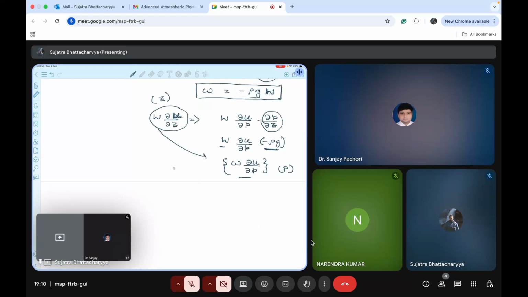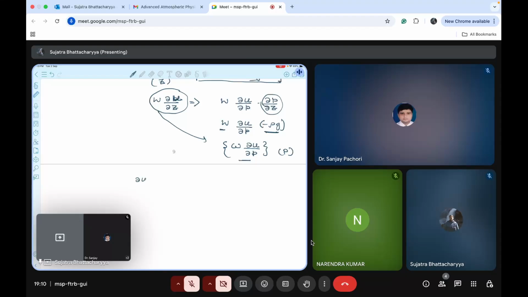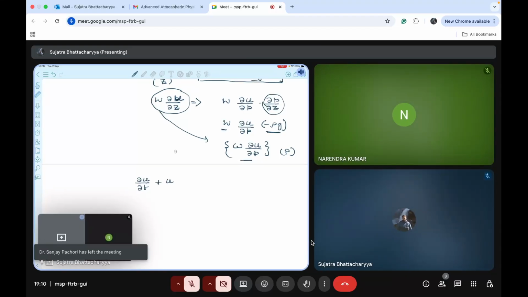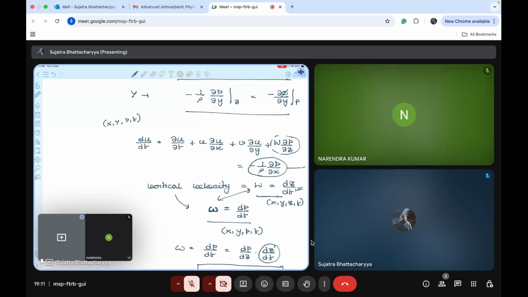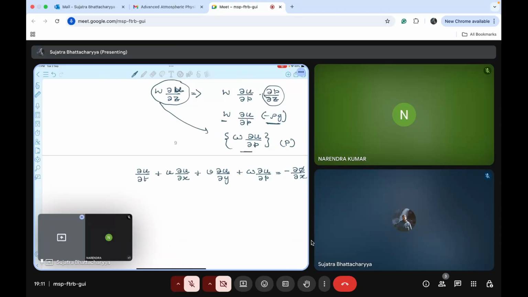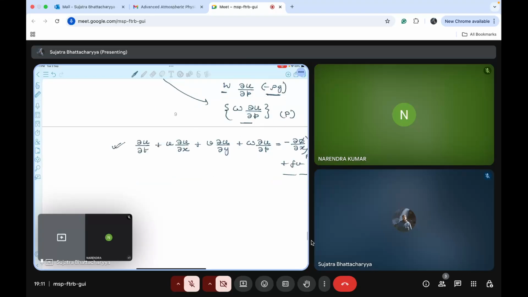Therefore, the momentum equation becomes this: delta u delta t plus u delta u delta x plus v delta u delta y plus omega delta u delta p is equal to minus. Now delta phi by delta x will come instead of this, which we have just now derived. Okay, this was for z, but this is for the p coordinate now. Plus Coriolis, whatever terms you have, this is what you get.